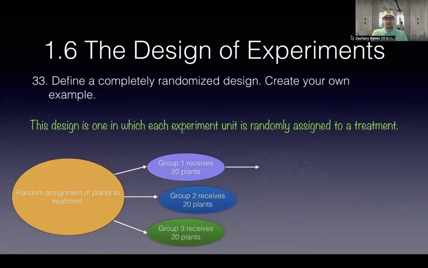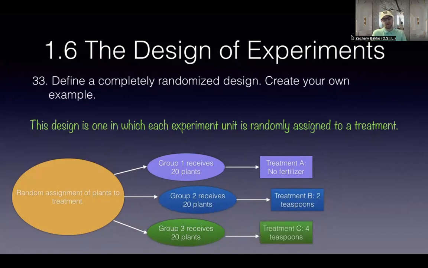Group 1 is going to have treatment A, which is no fertilizer for those plants. Group 2 is going to have treatment B, which is only 2 teaspoons of fertilizer for those plants. And then group 3 is going to be treatment C, which is going to receive 4 teaspoons of fertilizer for those plants. Okay, then we're going to take all of those results and compare the yield, which is fancy terminology for compare the results. Okay, so that's going to be random design.